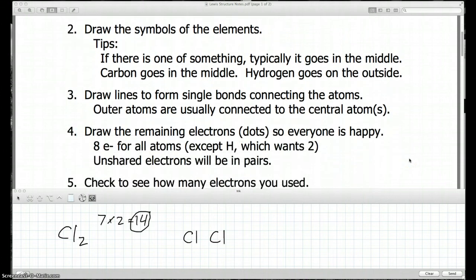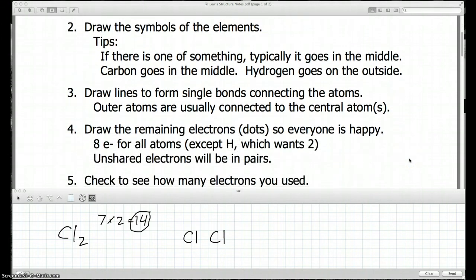Now, step 3 is draw lines to form single bonds connecting the atoms. There's my single bond. Now that one line equals 2 shared electrons. So the line represents the fact that this chlorine and this chlorine are sharing those 2 electrons. So that's step 3. Step 4, I draw the remaining dots. So I have to draw dots to make everybody happy.